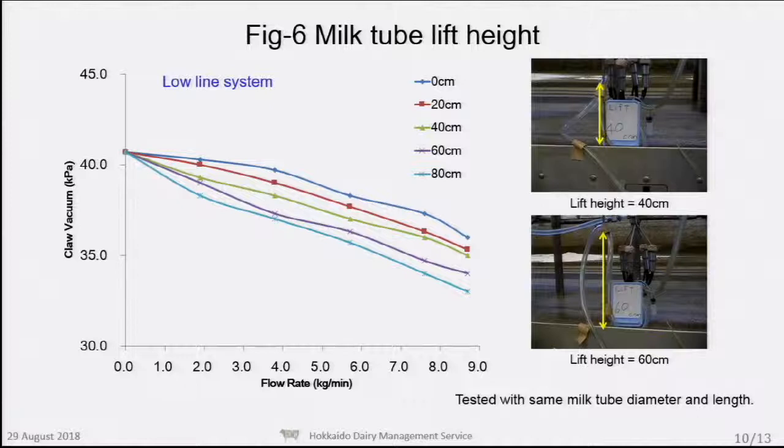This slide shows factor of milk tube lift height on low line system with same milk tube diameter and length. Milk tube lift height is from 0 to 80 centimeters. Higher lift heights make low flow vacuum. These pictures show milk tube lift height test on dairy farm. Upper side is 40, lower side is 16.